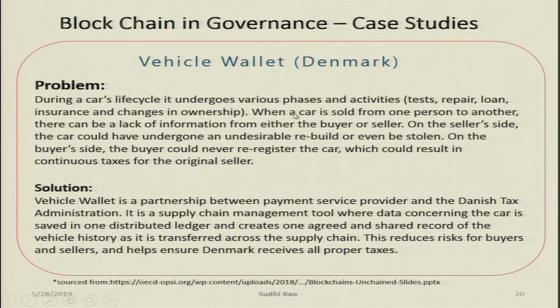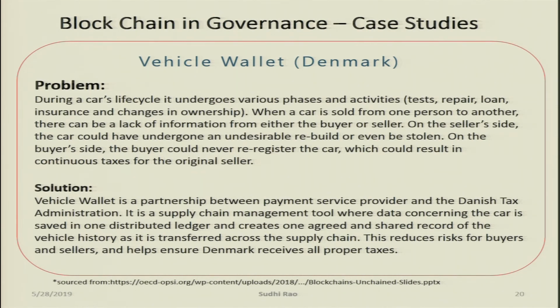And changes in ownership. Remember the example for a smart contract. How is a car sold by a smart contract? That is a change in ownership. When I buy the car, the record has to go to the RTO that this car's ownership changed. This registration number used to belong to party A, that car with that registration number now from this point on belongs to party B. When a car is sold from one person to another, there can be a lack of information from either the buyer or the seller.